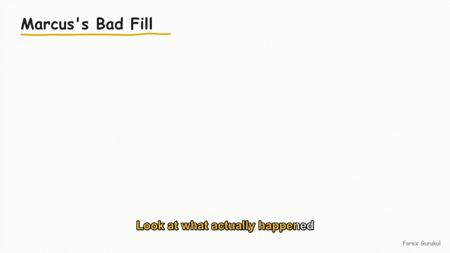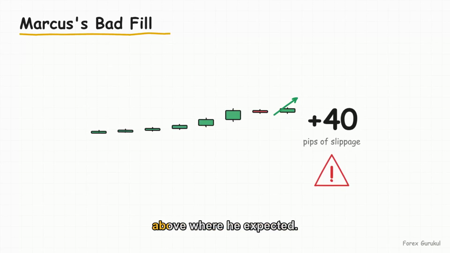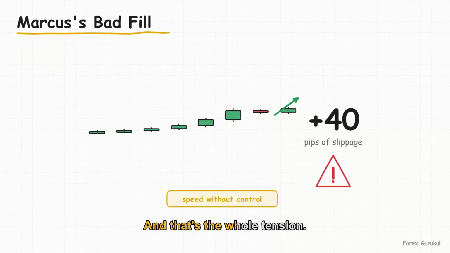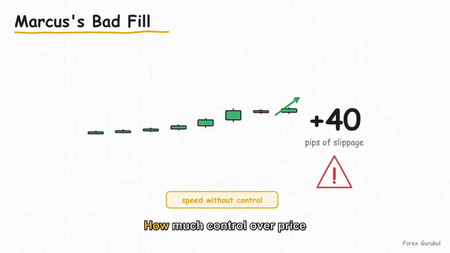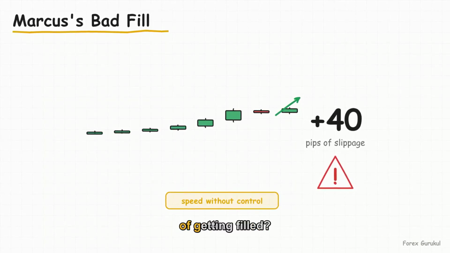Look at what actually happened on his screen. Price gapping upward, his click landing in the middle of that move, and the fill printing well above where he expected. Nothing broke. No glitch, no scam, just speed without control. And that's the whole tension, sitting underneath every order type you'll ever place. How much control over price are you willing to trade away for how much certainty of getting filled?